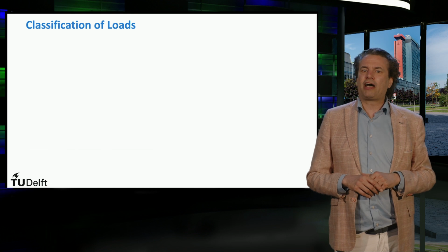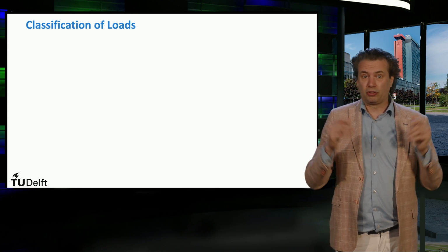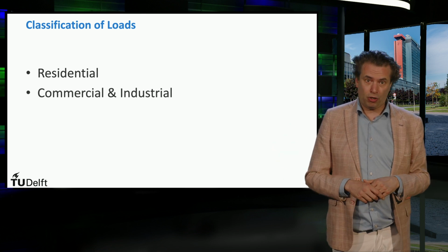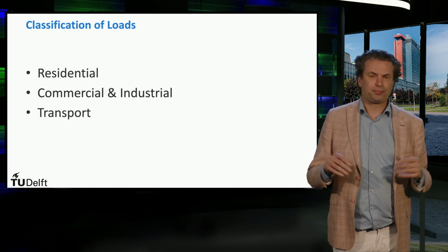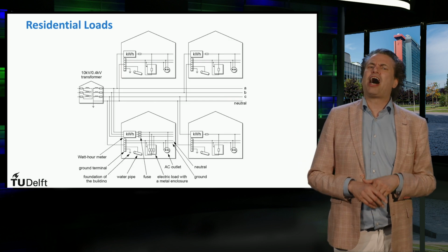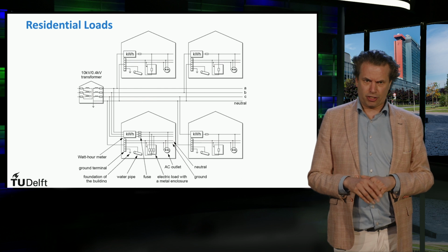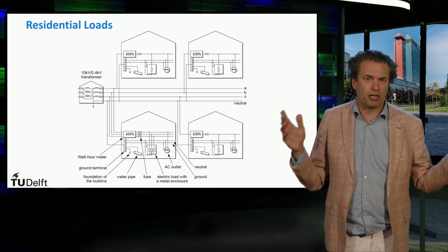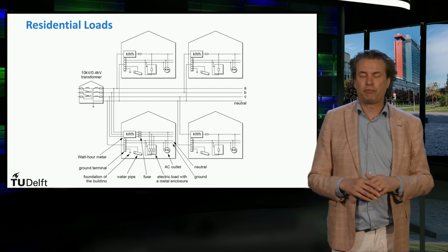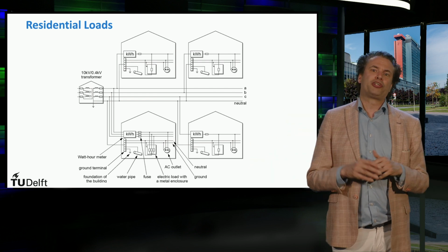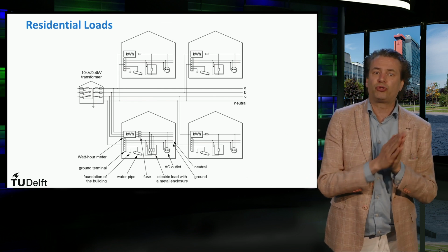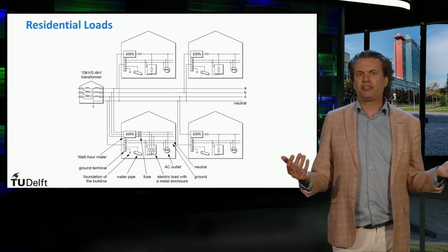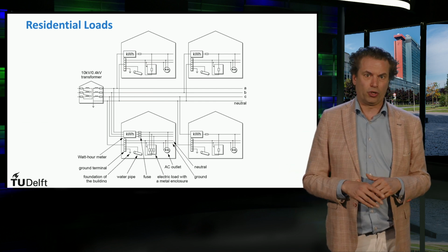Loads can be classified per sector or by consumption into residential, commercial and industrial, and transport. Residential loads are connected to the distribution system. The common voltage ratings of distribution systems are 12 kilovolts, 11 kilovolts, 10 kilovolts or 7.2 kilovolts. Distribution transformers are used to bring power down to lower levels, for example from 10 kilovolts to 400 volts. Residential loads are in general single-phase loads.